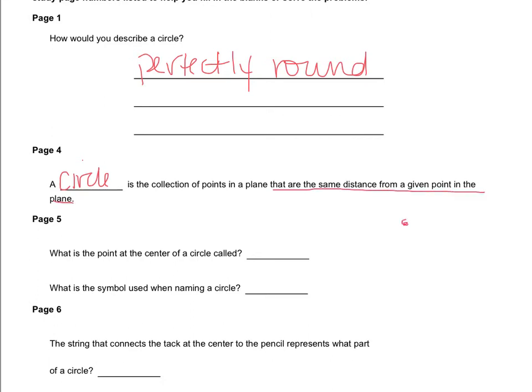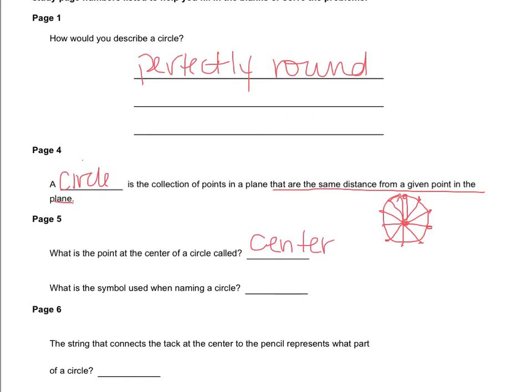So that's saying if I have a point here, and I were to draw all the points that were this far away, well, if I drew that line over and over and over, I would eventually end up with a circle if I were to connect all of these endpoints. And that's how we define a circle. What is the point at the center of the circle called? It's called the center.